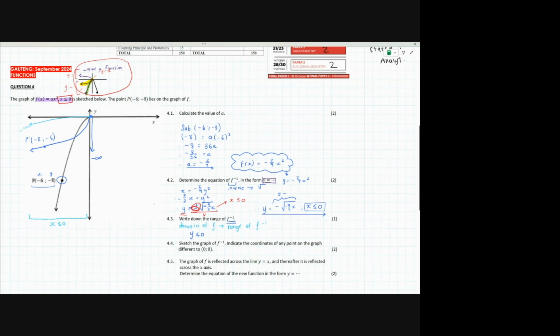So this reflection about the line y equals x, we should know that this means the inverse. Anytime we reflect about the line y equals x, we're talking about the inverse. Now, we already have the inverse equation. We've worked it out. It is y is equal to minus root of -9 over 2x with our condition x is less than or equal to 0. So that is the blue graph that we've drawn.